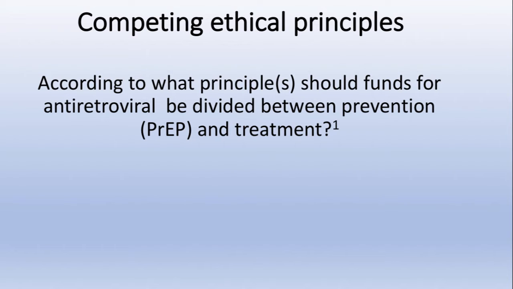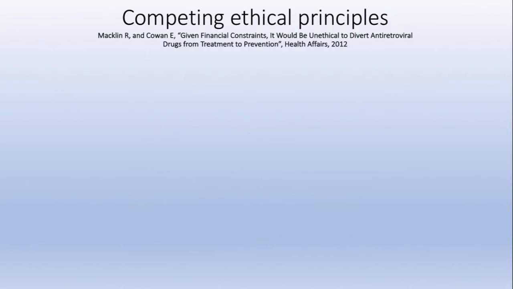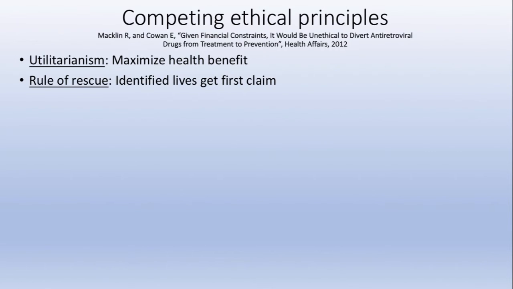And what is the ethical basis for making that trade-off? Okay. So here are the competing ethical principles that Macklin and McCown outline in their paper. First, they talk about utilitarianism, which, as you know, is the maximization of health benefit. Second, rule of rescue. An identified person in need of medical care gets the first claim.